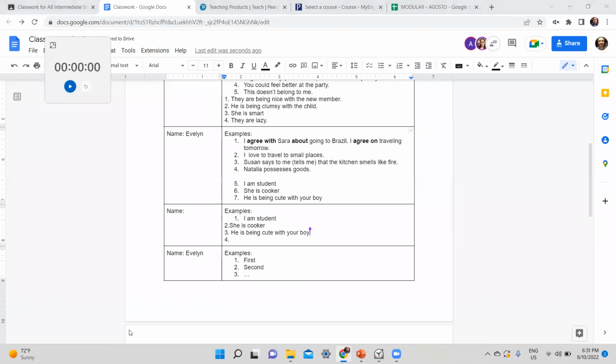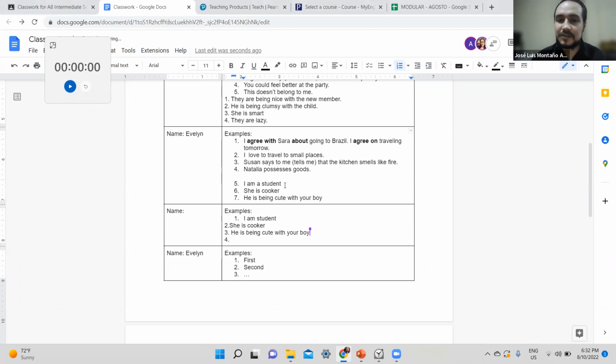Okay, for example, I am a student. She is cooker. He's being cute with your boy. All right, I think it's correct. I only have observations in the first two. You read it correctly, right? If you only say I am student, it's incorrect. You need to say a student. I am a student. And here, what do you mean with cooker? What do you mean with this word, Evelyn? Cooker, a person that cooks in the kitchen.